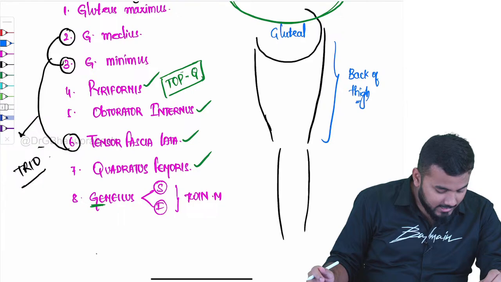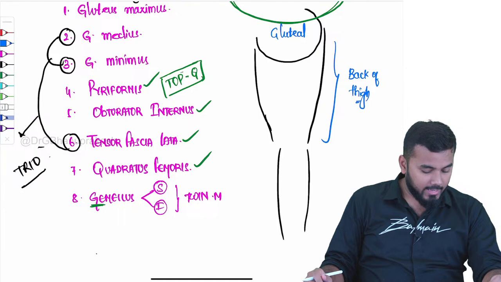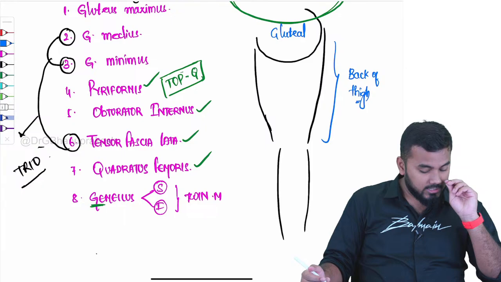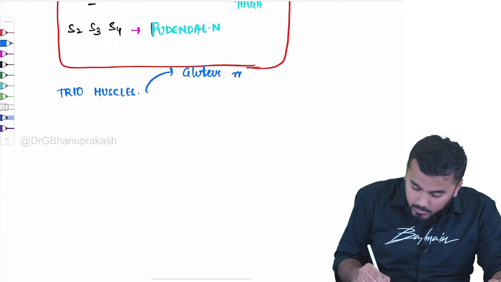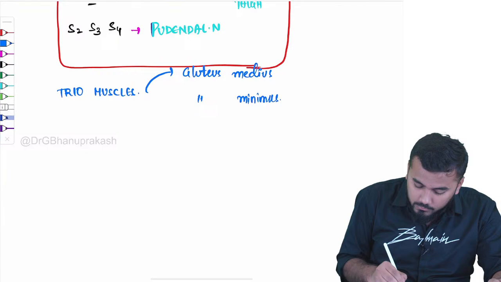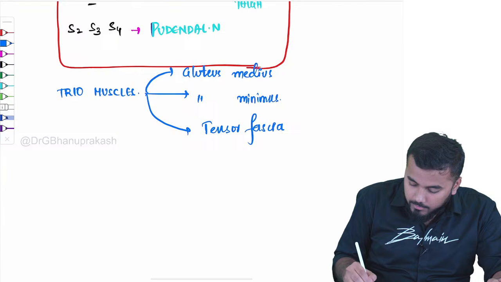Excellent. Not superior and inferior gemelli, they are not trio muscles, they are twin muscles. The trio muscles are gluteus medius, gluteus minimus, and tensor fascia lata. These three are called trio muscles.